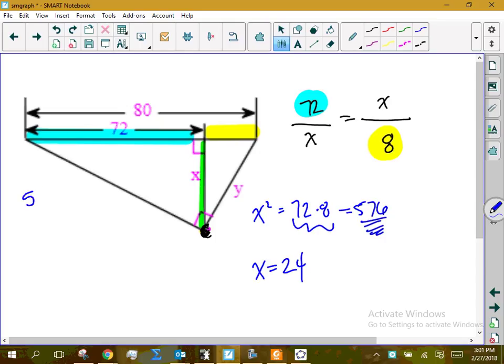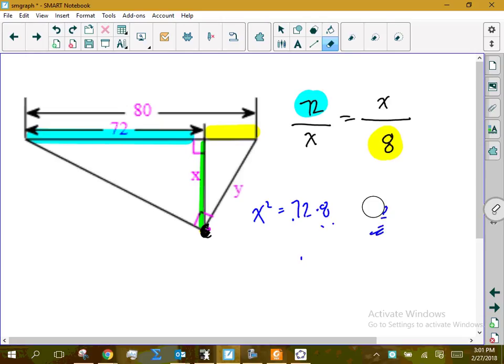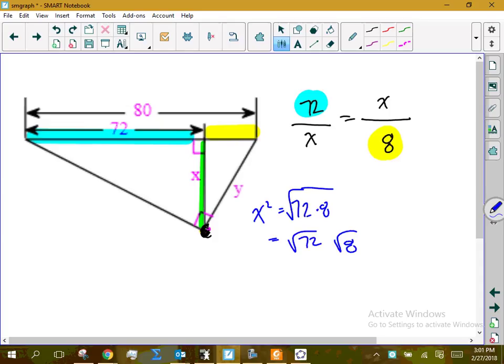Let's say I didn't take 576 and hit the square root key. Maybe I use the technique that I showed you earlier, where I know 72 times 8 is going to be a big product. And I don't like dealing with factor trees of big products. So let's do this. So that means square root of 72 and square root of 8, right?